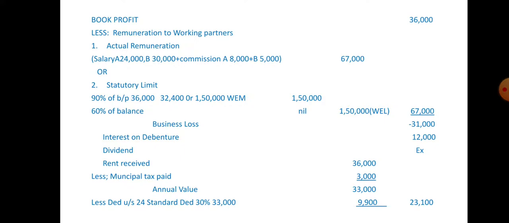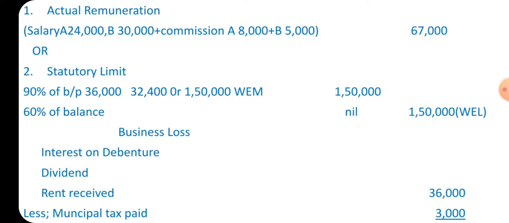Or second point, you have to take the statutory limit. In that you take the first condition, that is 90% of book profit of 36,000. Book profit up to 3 lakh, you claim 90%. Here you don't have 3 lakh, so you take the actual 36,000. On that you find 90%, and you get 32,400. Or the rule says 1,50,000, whichever is more. So 1,50,000 is more, and you take 1,50,000 to the inner column.